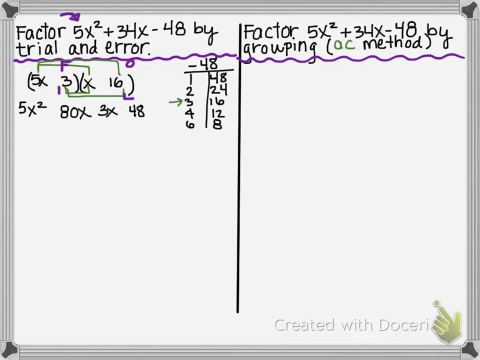Now, let's look at these terms right here. These are the ones that I need to add up to 34x in this case. It doesn't matter if these are plus or minus. I can already tell that an 80x and a 3x is not going to add up to 34. I can get 83 out of it, I can get 77 out of it, plus, minus, whatever, it's still not going to be 34. So I don't even need to worry about the signs. I already know that this combination doesn't work.